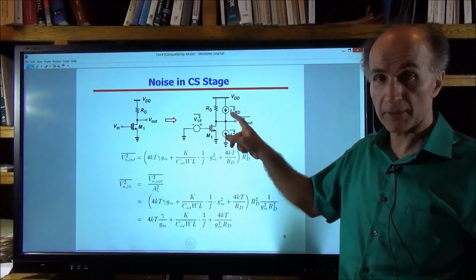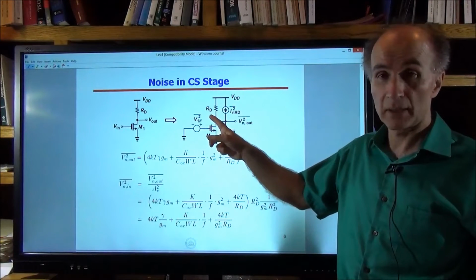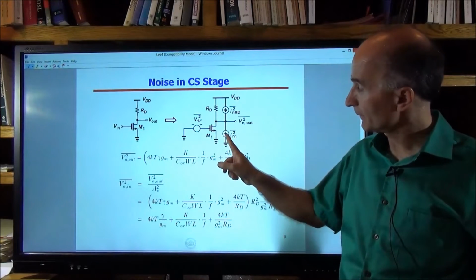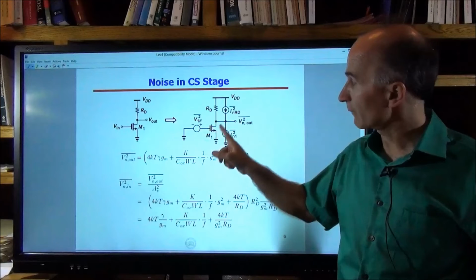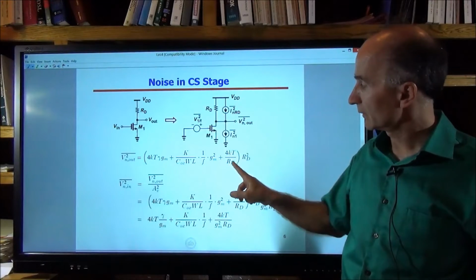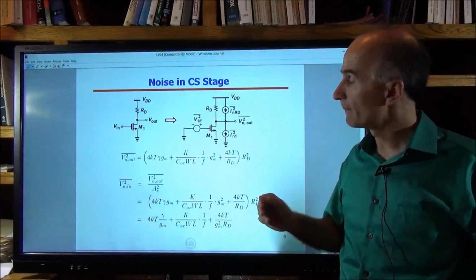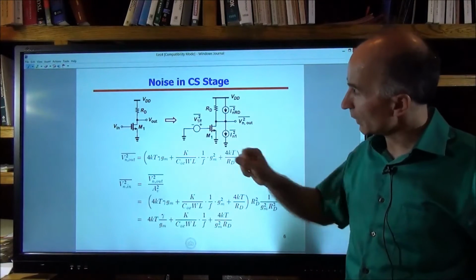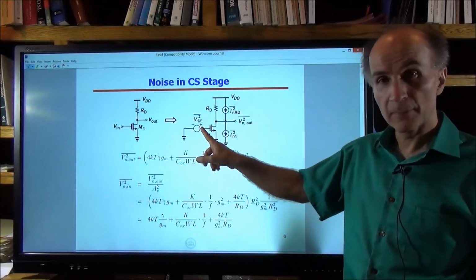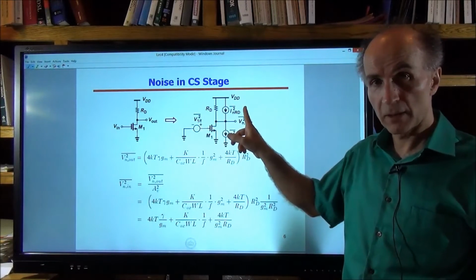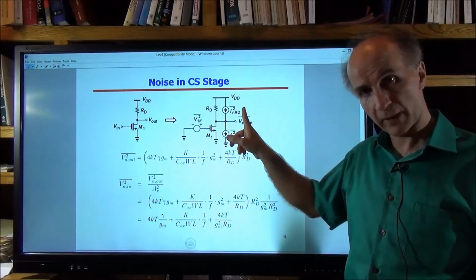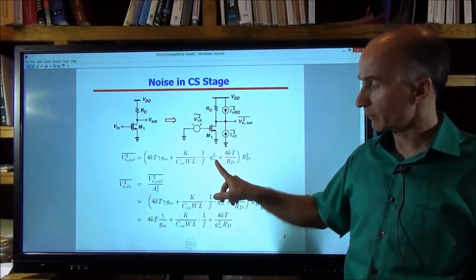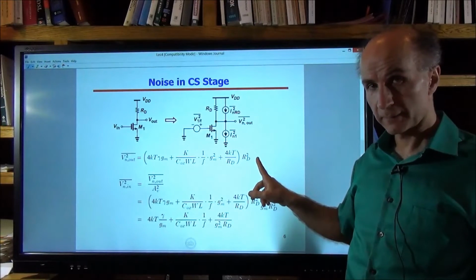The transfer function from these currents to the output is RD, so the square of that would be RD squared. So we have 4kTγGm times RD squared. Then we have 4kT over RD times RD squared, which is of course 4kT RD, assuming that channel length modulation is neglected. And then we also have the 1/f noise of the device, and the transfer function from here to here is minus GmRD, so we have to square that. So that would be our 1/f noise spectrum multiplied by Gm squared RD squared.